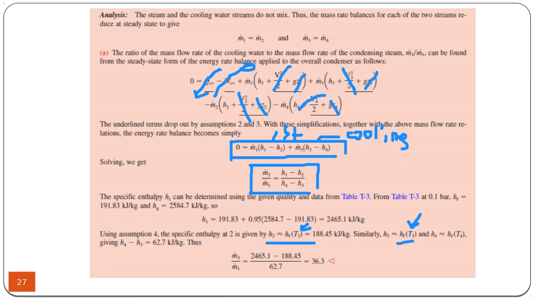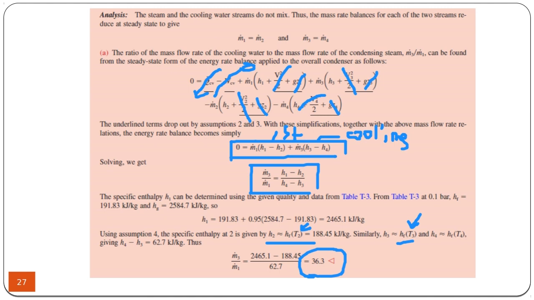So if you use the enthalpies obtained from the table, we see an interesting result that the mass flow rate of the water must be 36 times the mass flow rate of the steam. It's very important. In order to condense 1 kilogram of steam, it's necessary to use 36.3 kilograms of cooling water. So this is very interesting.